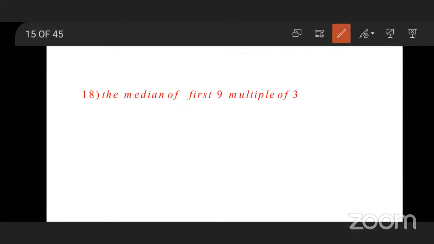Next problem. The median of the first 9 multiples of 3. What are the multiples of 3 up to the ninth? 3, 6, 9, 12, 15, 18, 21, 24, 27. That is 1, 2, 3, 4, 5, 6, 7, 8, 9 values only.